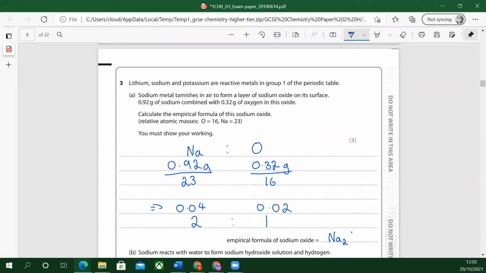But remember, sometimes, especially with transition metals, their valencies can change. If you're asked to work it out empirically, it's a funny word to say, it means by experiment, and you need to follow the ratio.